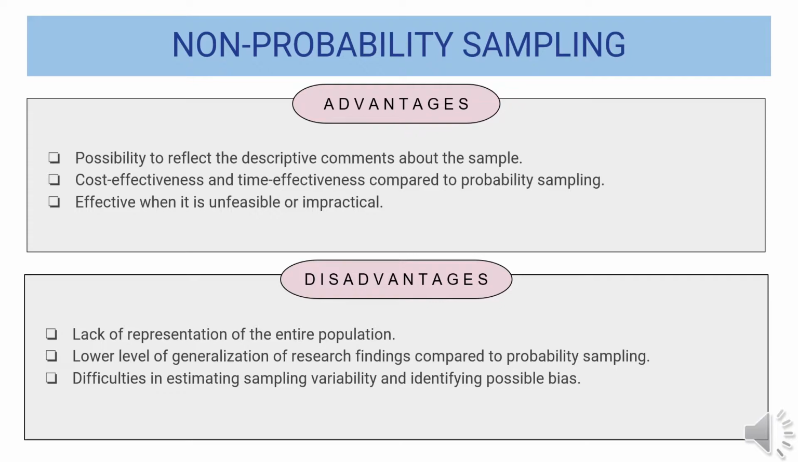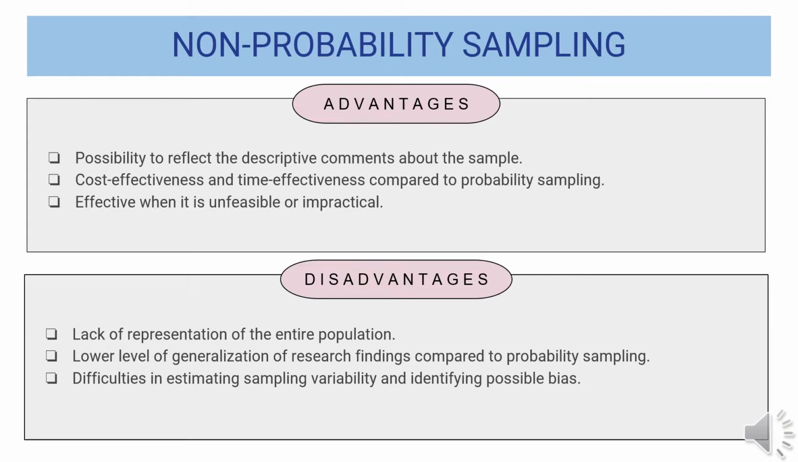For the disadvantages of non-probability sampling, firstly it lacks representation of the entire population. The second one is it has a lower level of generalization of research findings compared to probability sampling. And the last one is difficulties in estimating sampling variability and identifying possible bias.